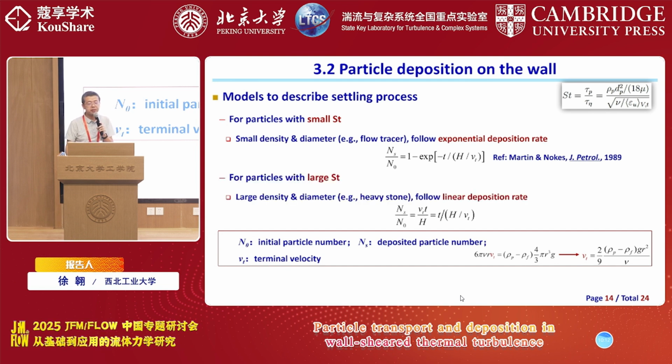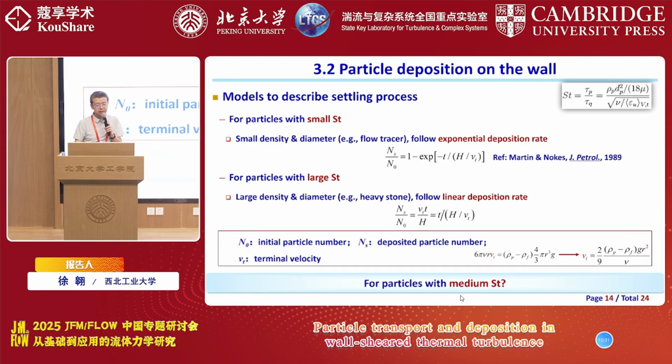And for particles with a large Stokes number, we can just imagine they are heavy stones, and they follow a linear deposition rate. They are almost unresponsive to the carrier flow. This is derived from the classical Stokes drag law. And now our question is, how about particles with medium Stokes number?